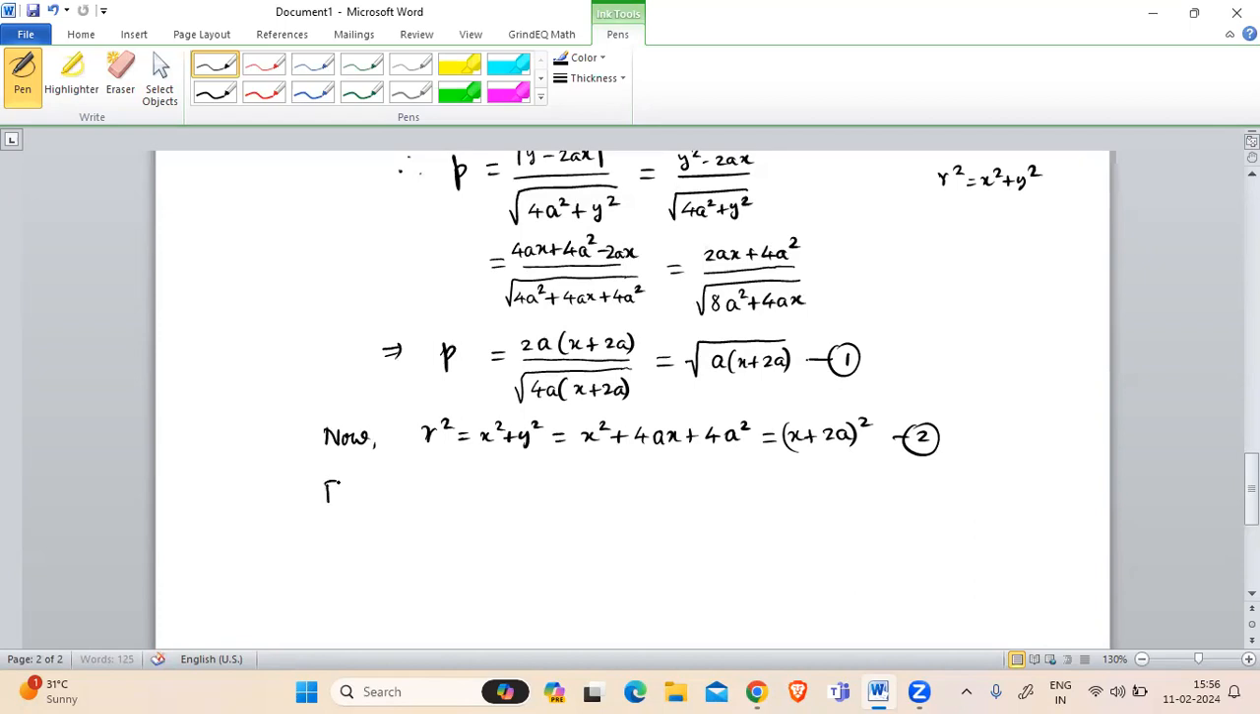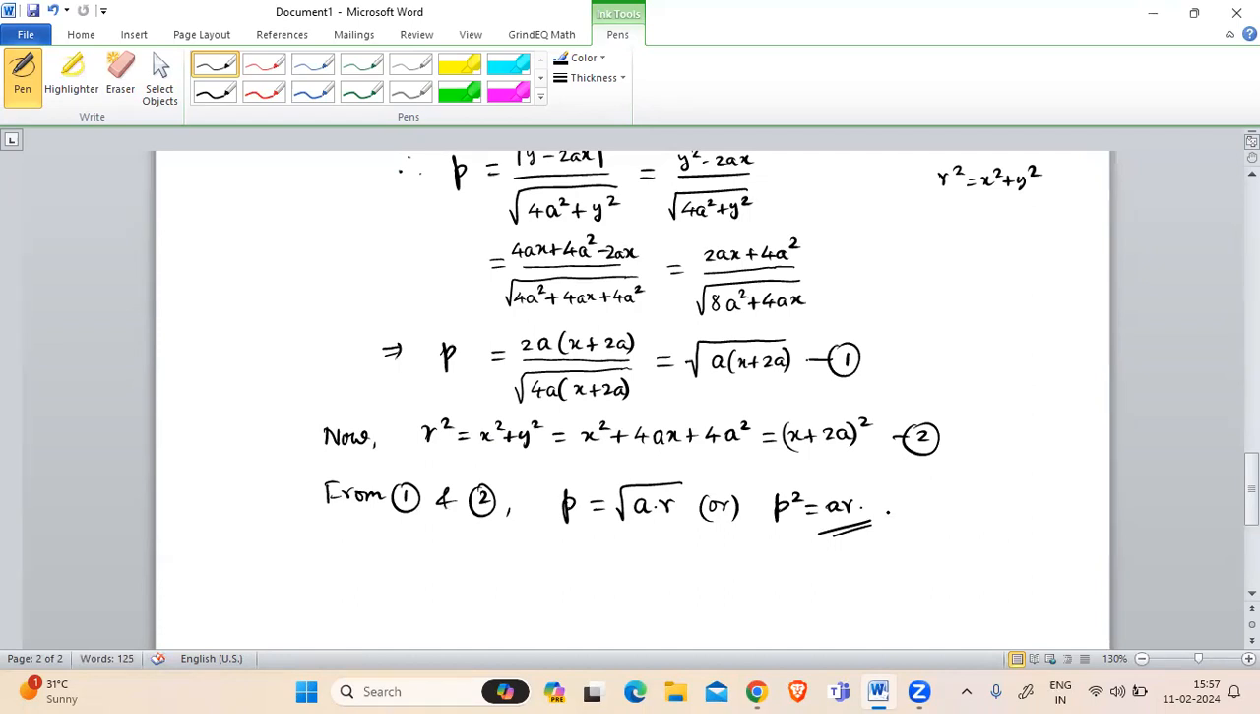I can easily now compare 1 and 2, because as you can see in equation 1 we have p equals root of a into x plus 2a, and in the second equation we have r square equal to x plus 2a the whole square. So basically r square is x plus 2a whole square, which implies that r is nothing but x plus 2a. So substituting that in equation 1 will give me p equals root of a into, as I said, x plus 2a will simply be r, so that we have p equals root of ar, or squaring on both sides will give us p square equals ar. Now this is the required pedal equation of the curve.